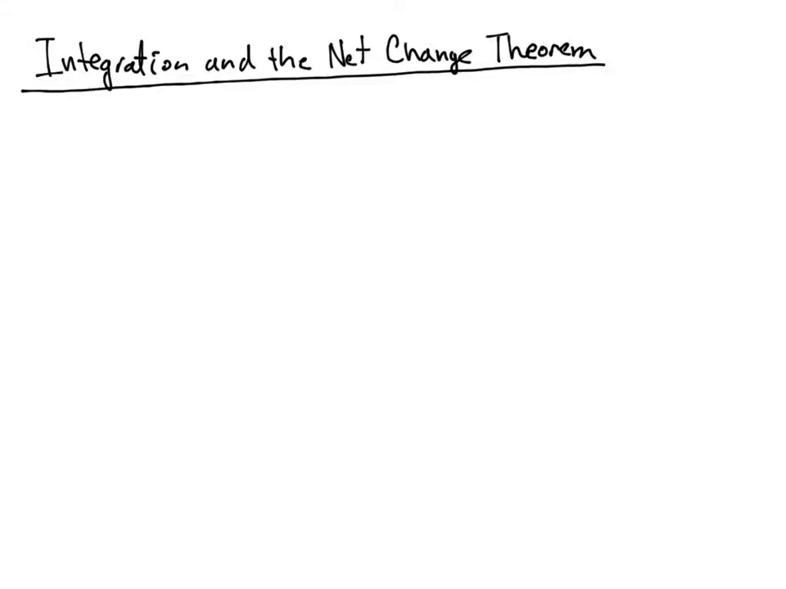In this video, I'll be going over integration and the net change theorem. So this is what the net change theorem says. If we have a definite integral of some derivative of a function, to evaluate that, we take the original function f evaluated at b minus the original function evaluated at a.